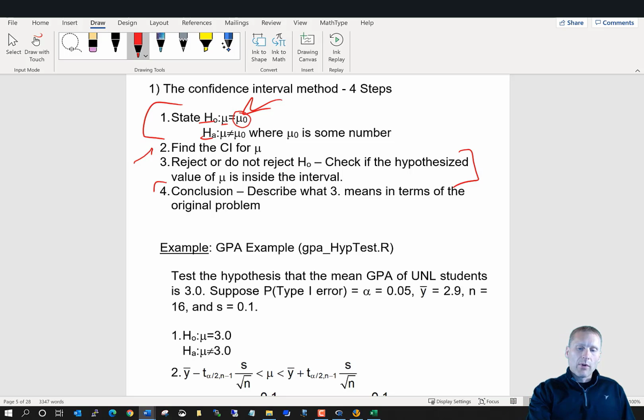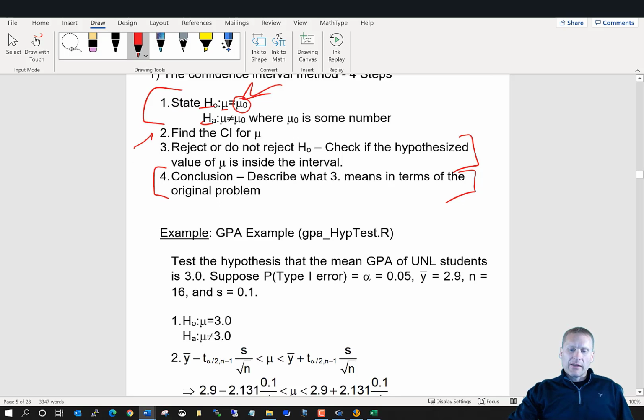And then step 4, state your conclusion. And you need to do this in a way that is phrased in terms of the original problem that we're dealing with. In terms of, like, if we're dealing with GPAs, if we're dealing with wind speed, if we're dealing with something else, phrase it in terms of the original problem.